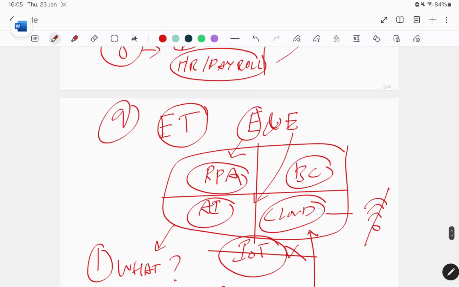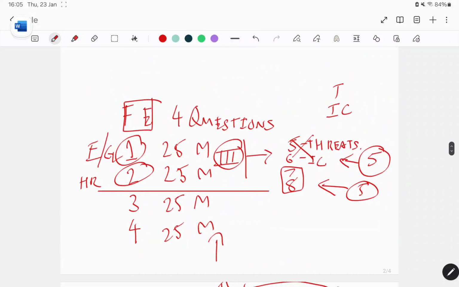Alright, so let me go back over here. So we got over here 3 and 4. We look at chapters 9, 10, and 11. Very simple, only 3 chapters.